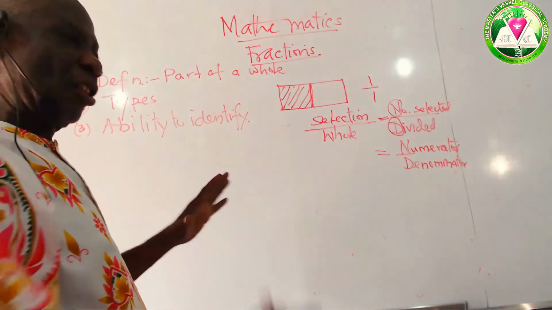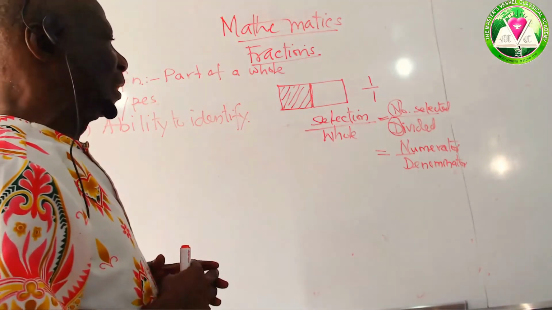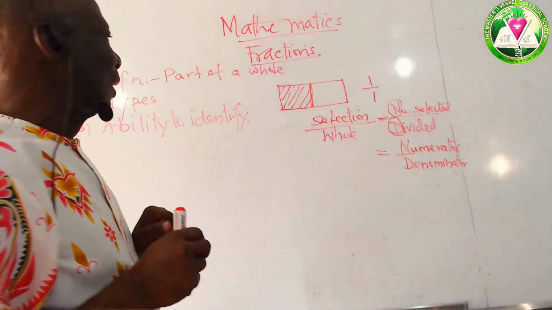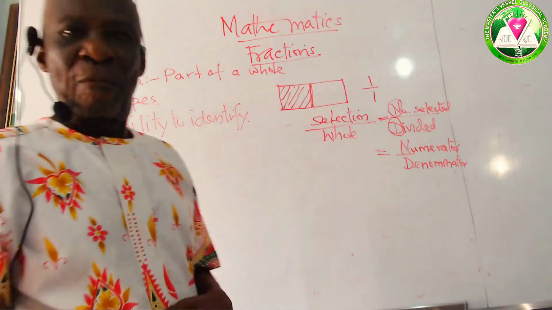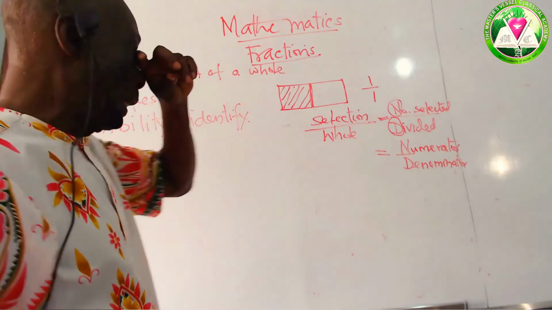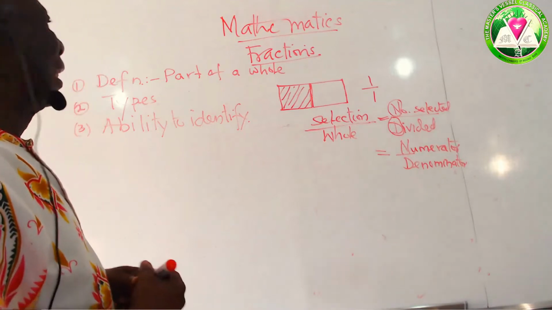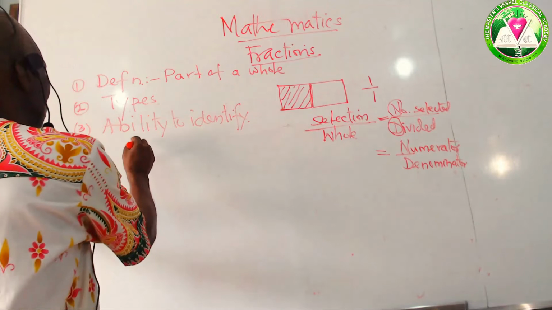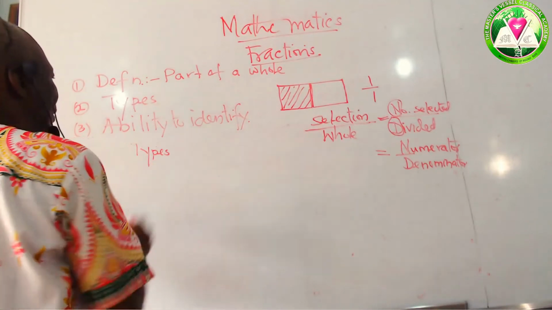Remember, denominator is the number of equal parts into which the original or whole number was divided. Numerator is the number chosen or number selected. Now we have seen the definition of fraction. Let's go to the types. There are very many types of fractions. So types, write it out again.